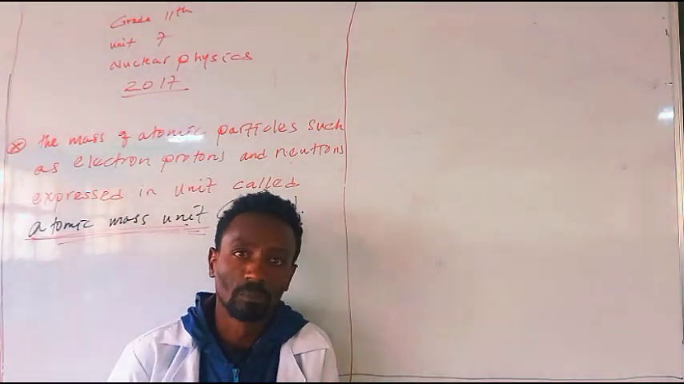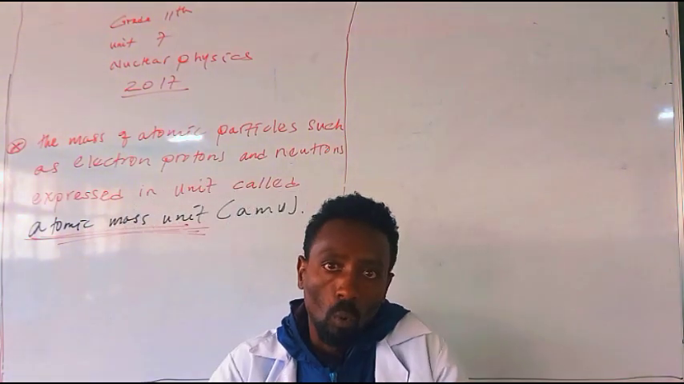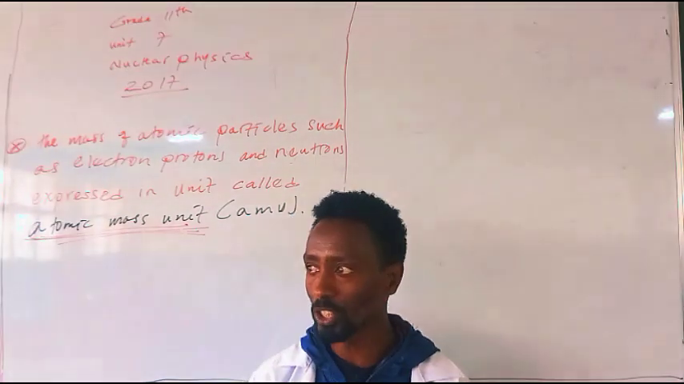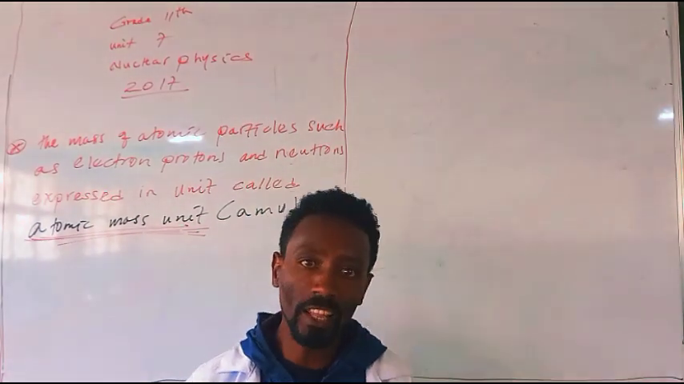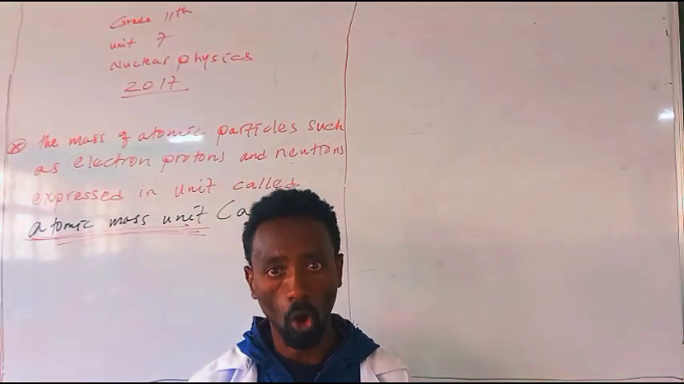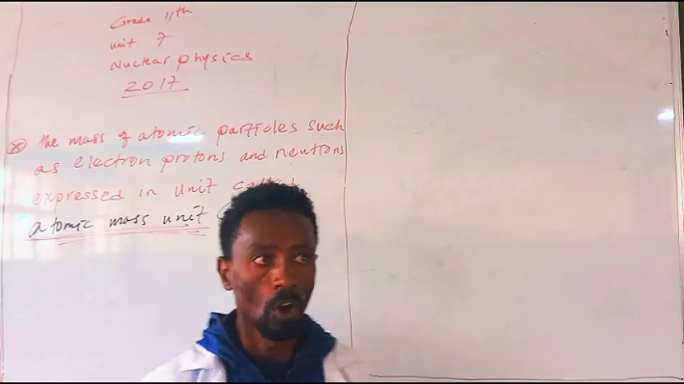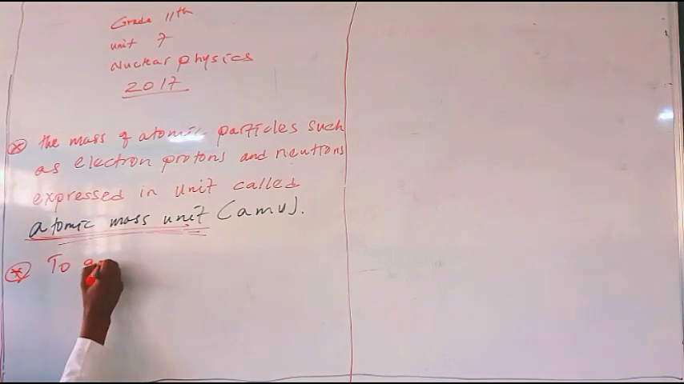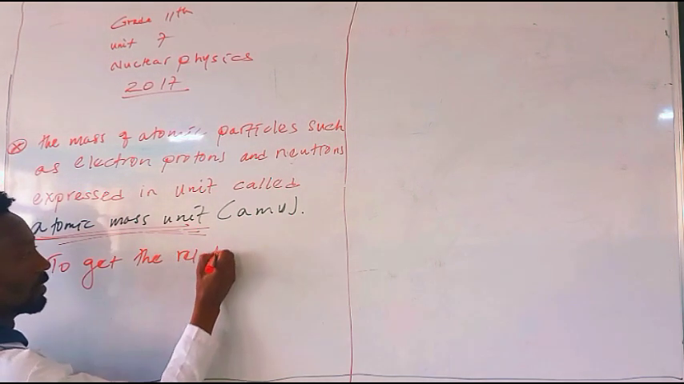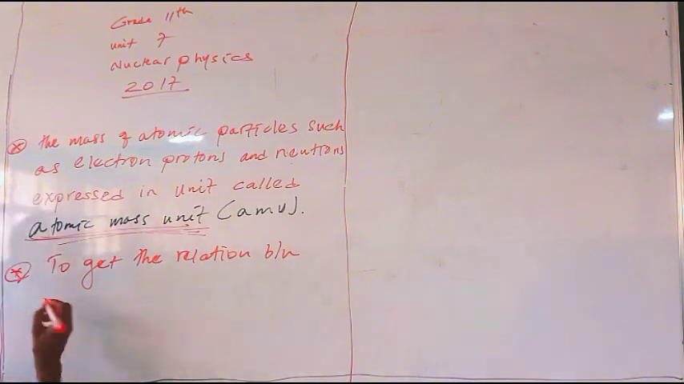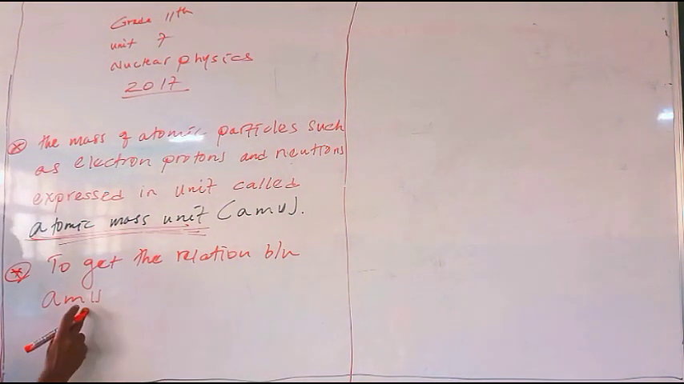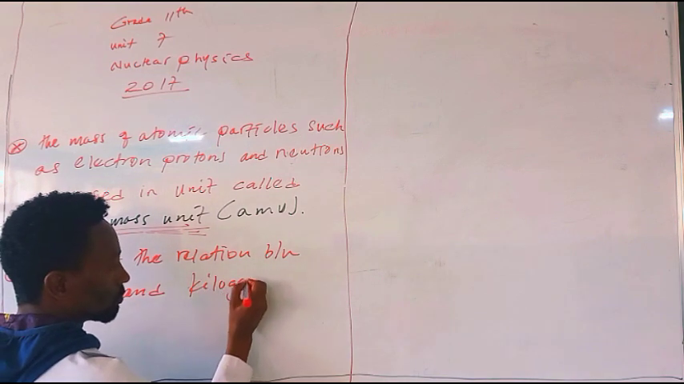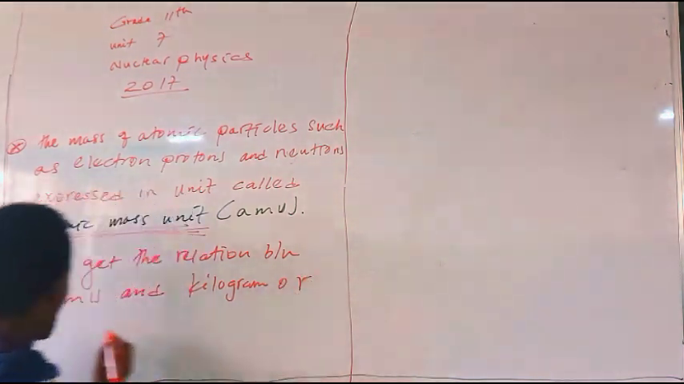Under the atomic mass unit, first of all, you must understand what is the relation between gram or kilogram with atomic mass unit. To derive that equation, always we use the element carbon. One mole of carbon, then first of all, to get the relation between AMU or atomic mass unit and kilogram or gram.